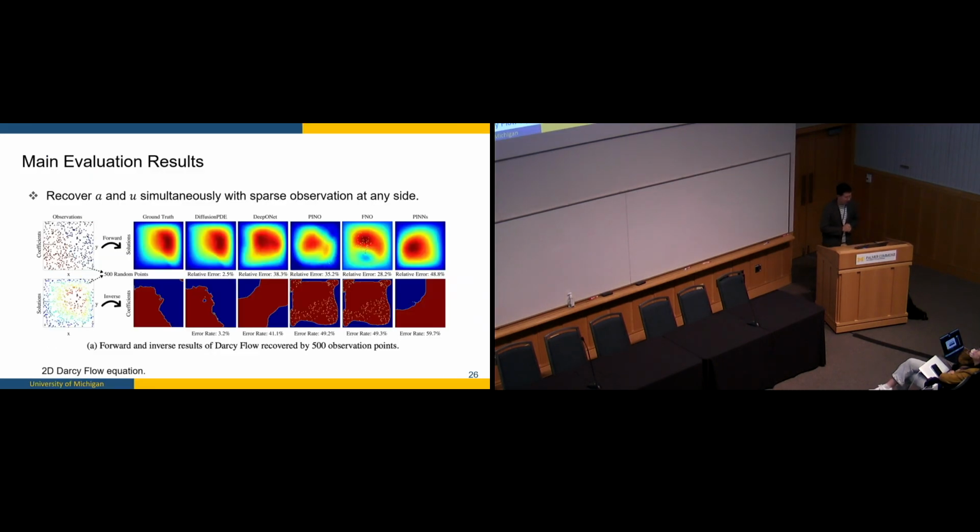As I said before, you can recover both of these spaces simultaneously with sparse observation on either side. And you can see that for both forward and inverse problem solving, diffusion PDE performs much better than the existing state-of-the-art for the same task.